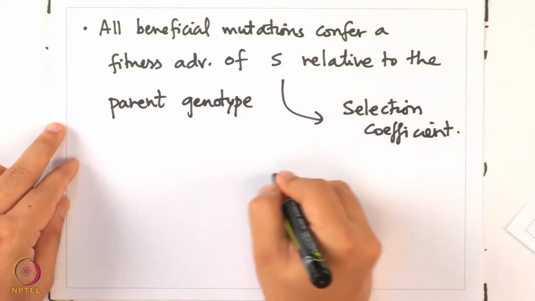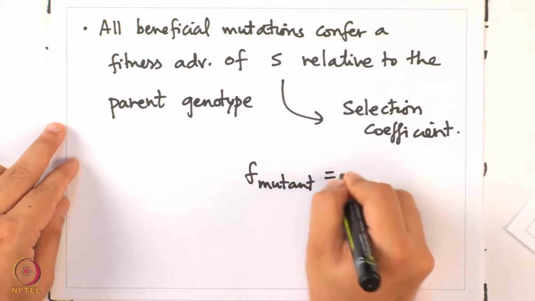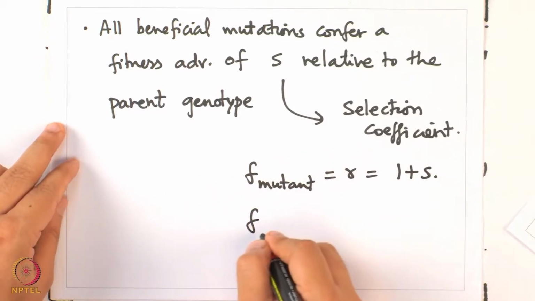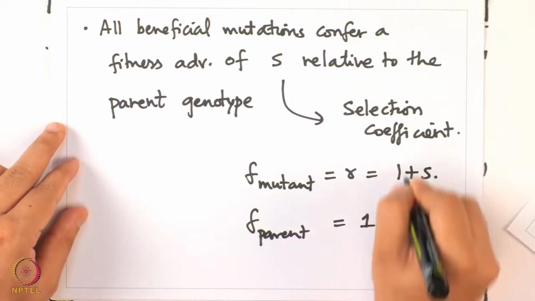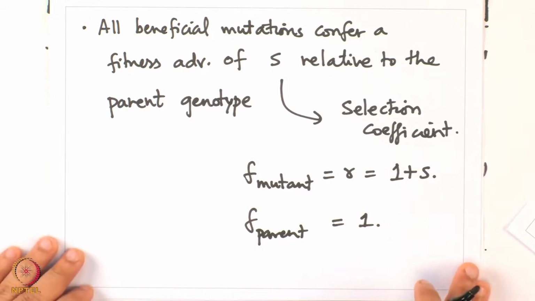Which means that the fitness of the mutant is equal to R, which is equal to 1 plus S, and fitness of the parent genotype is just equal to 1. That is a big assumption that we have incorporated into our model, but we will see that it leads us to very interesting analysis as we develop this further. Okay. So, with these things, what next now?